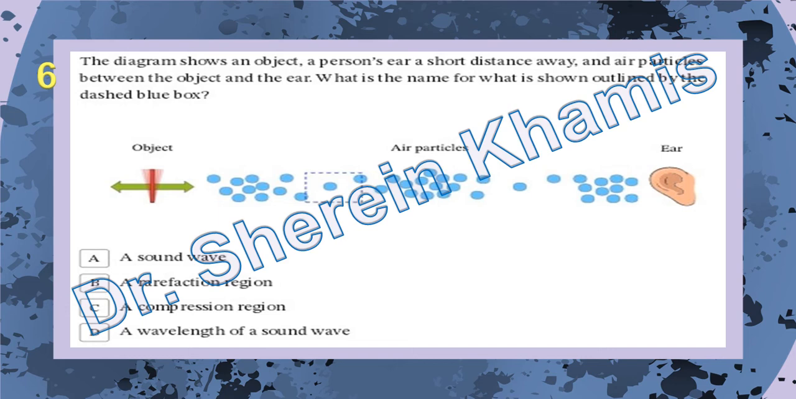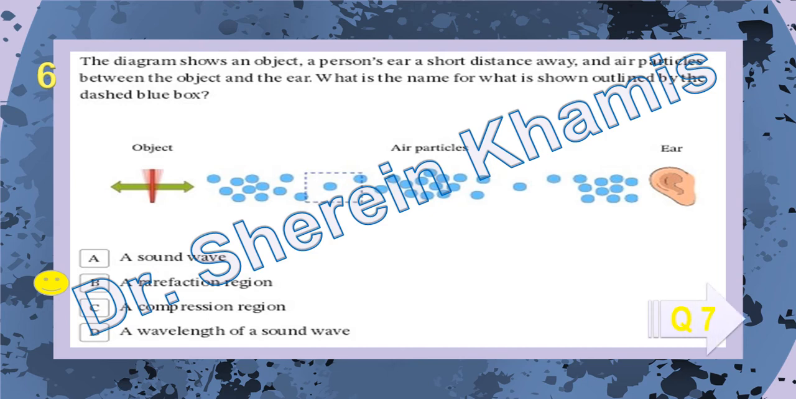We have compression or rarefaction. If we have a medium with high density and high speed, that makes a compression. If the particles are away from each other, the medium has low density and low velocity, so we call it rarefaction. So in the blue box we are going to talk about a rarefaction region.